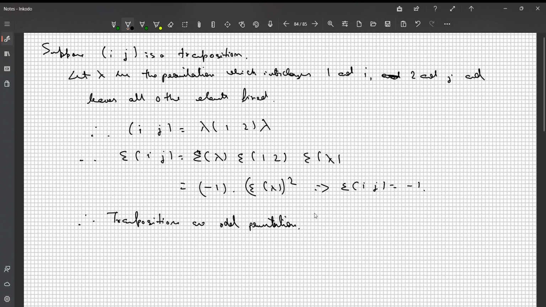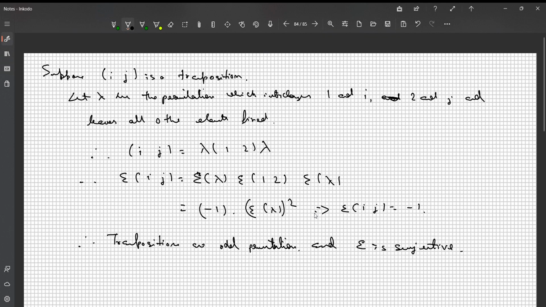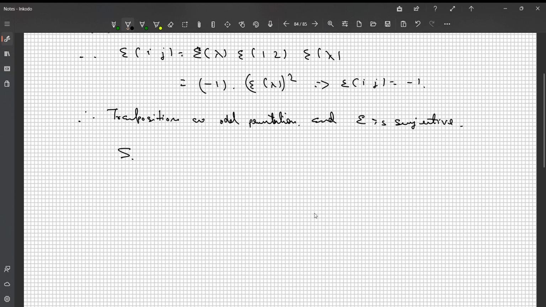And if you observe the identity element in Sn, then the identity element will cause no changes in sign, so its sign will be 1. Therefore that's an even permutation. So with respect to the element 1 we get the identity permutation, and with respect to minus 1 we can obviously get an odd permutation from the set of permutations which we just showed by example. So transpositions are odd permutations and epsilon is surjective.